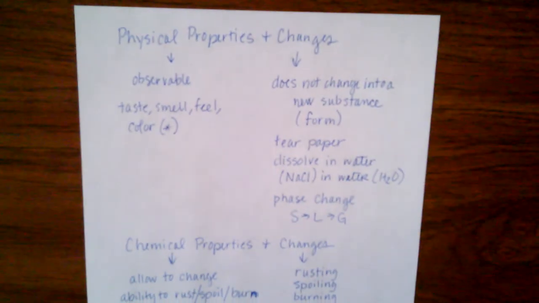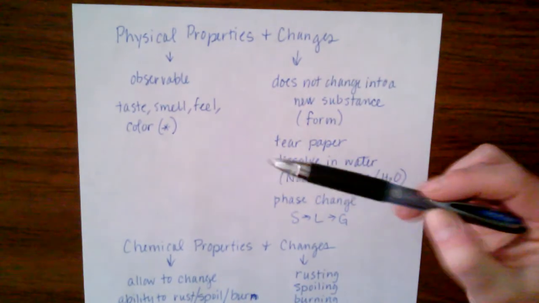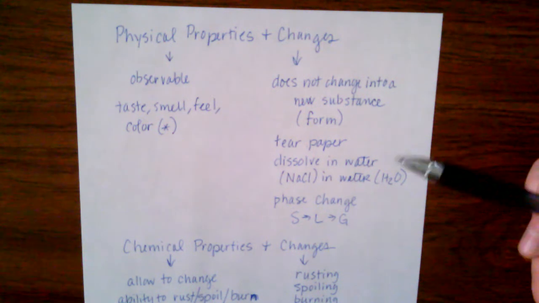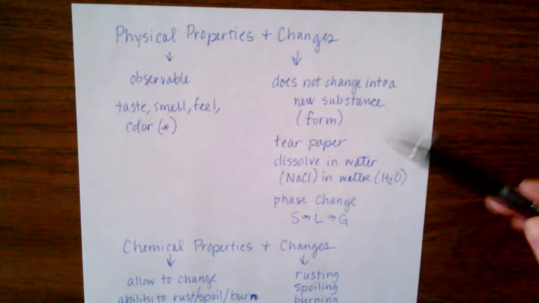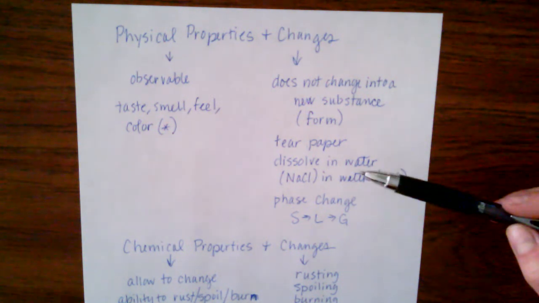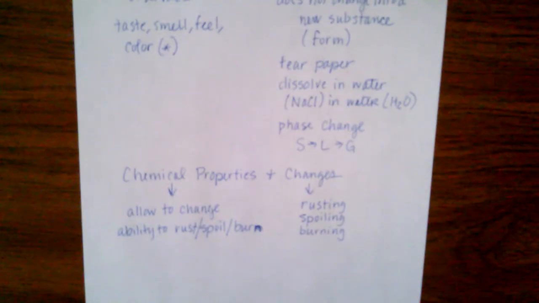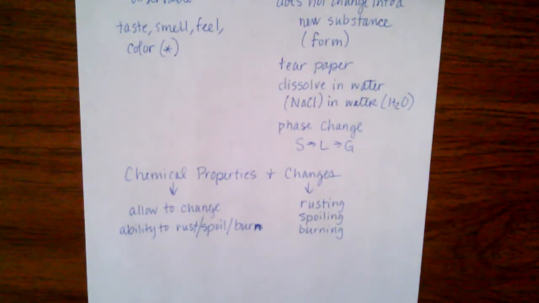And then we went over physical properties and changes. Physical properties are observable, so it's like taste, feel, smell. Physical changes does not change it into a new substance, it just changes the form. So it's tearing paper, dissolving something, or a phase change, going from a solid liquid to a gas. Chemical properties allow it to change into a new substance. Chemical changes are where it's changing into a new substance.